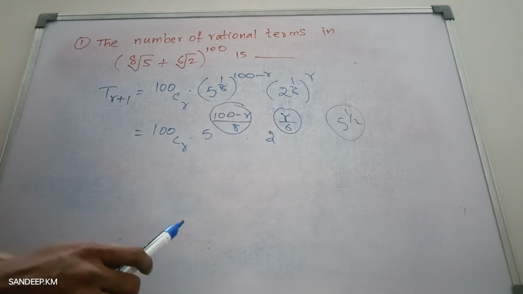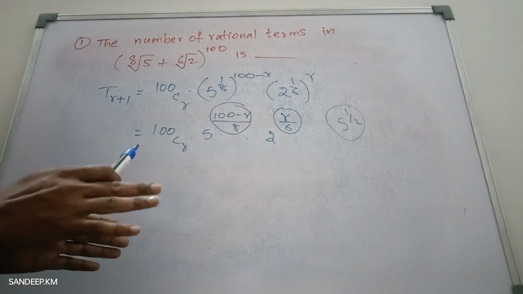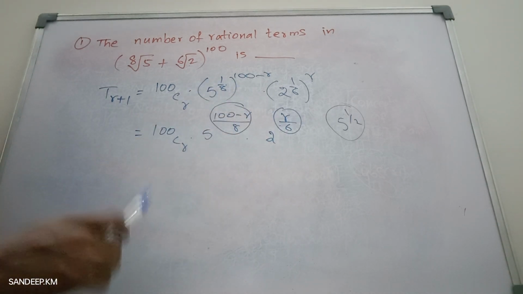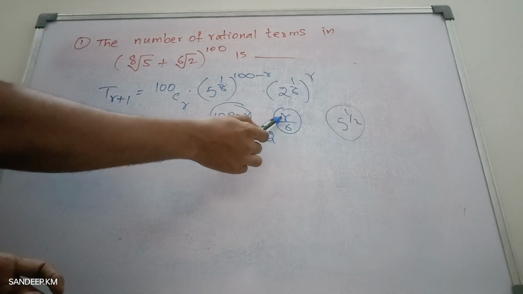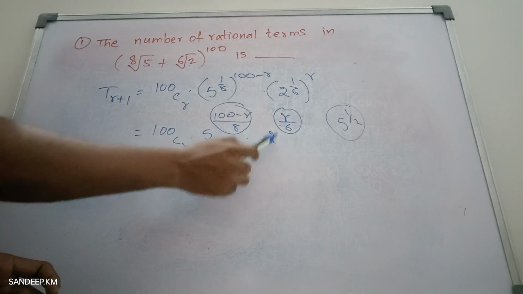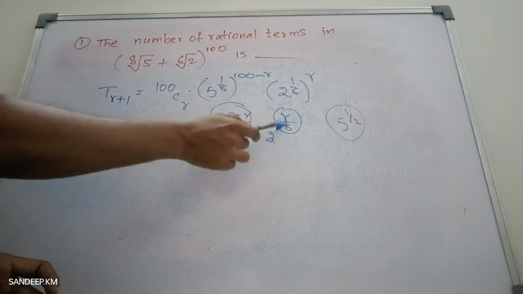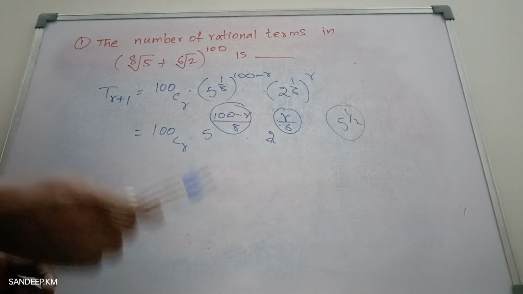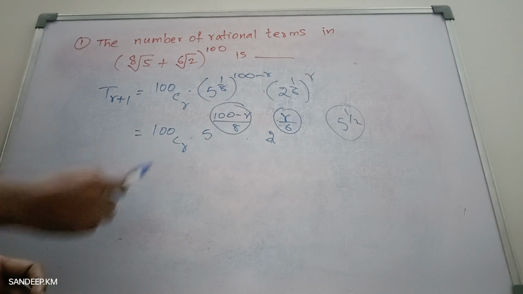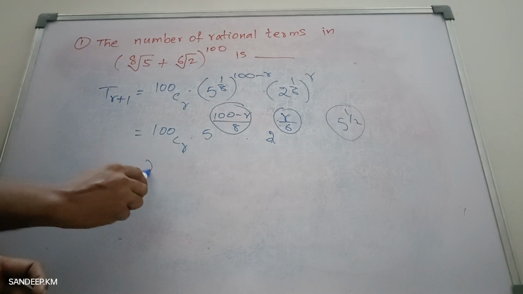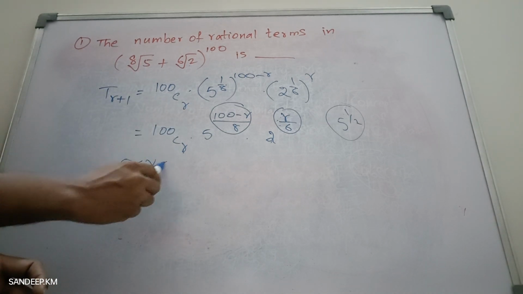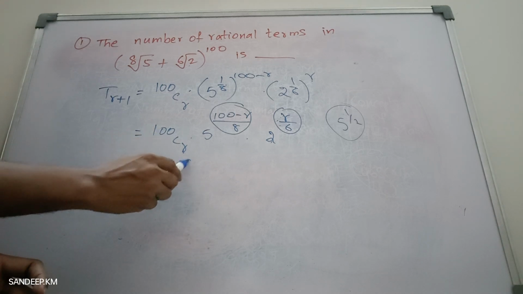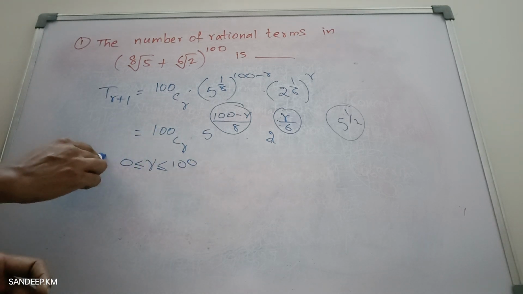So let us see how to make sure that the powers are integers. First of all, the 2 power must be an integer. We will start with this. 2 power, what is it? r by 6. r by 6 must be an integer, right? And first thing is, look at this condition for r. r is greater than or equal to 0 and less than or equal to 100. First point is, you should remember this.